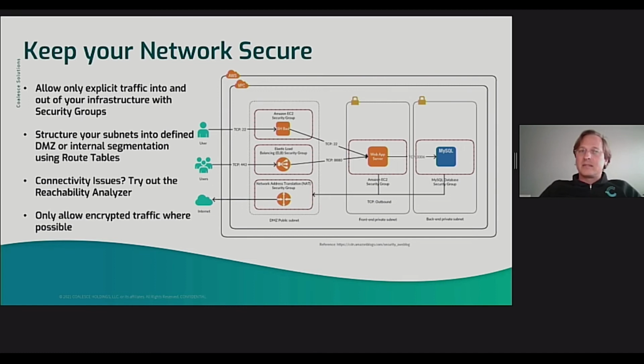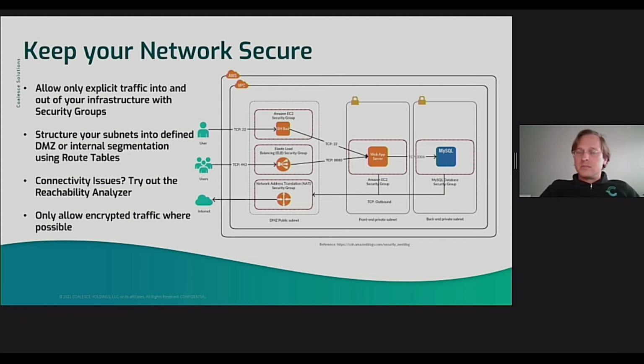The next step here is to keep your network secure. Make sure you only explicitly allow network traffic that you expect for your appropriate application. You can do that with security groups. That is the mechanism that AWS uses for their network-based firewall.